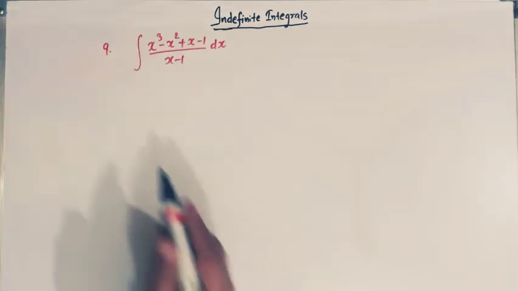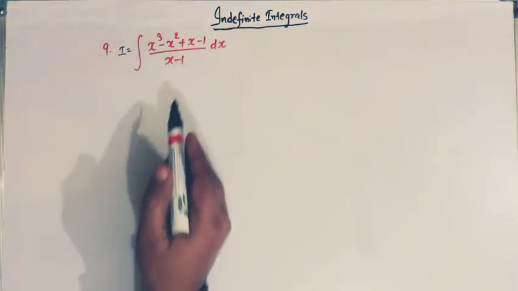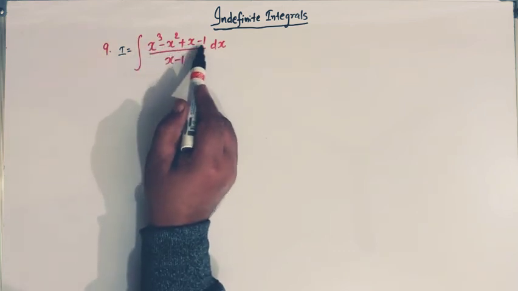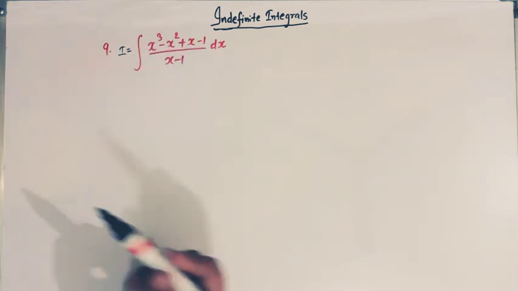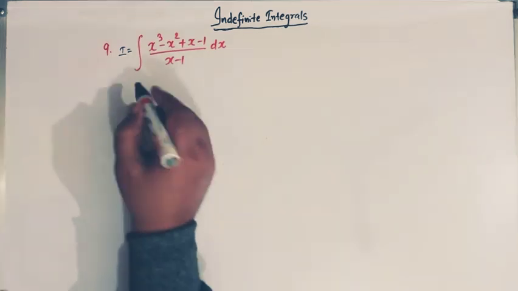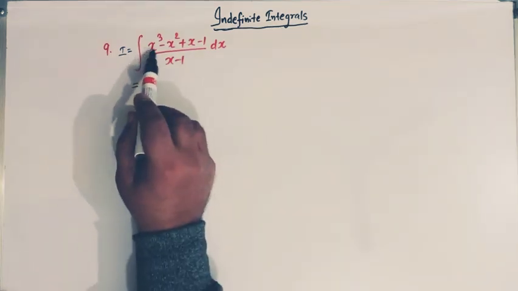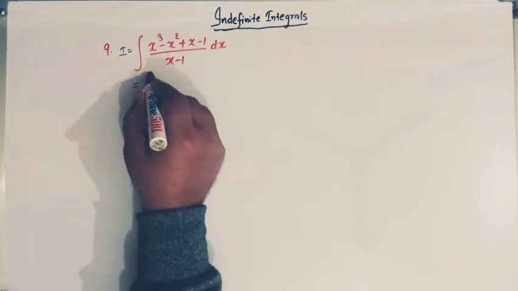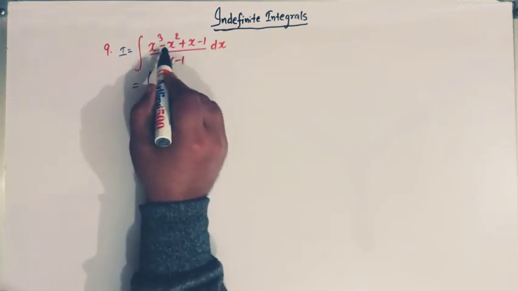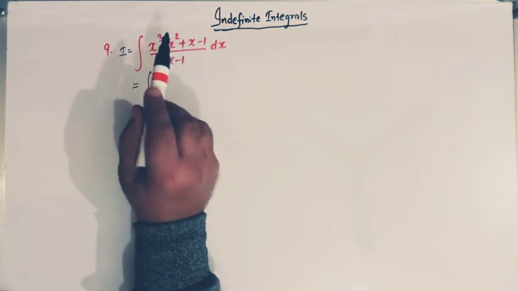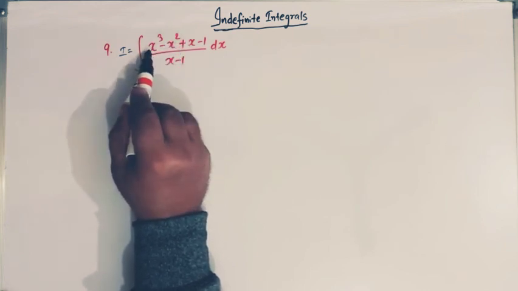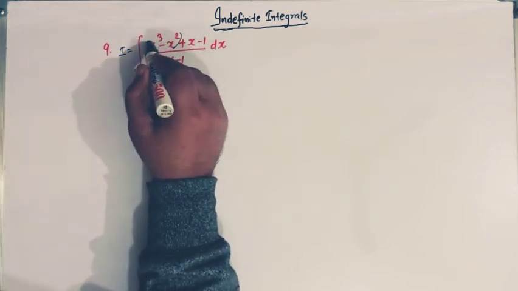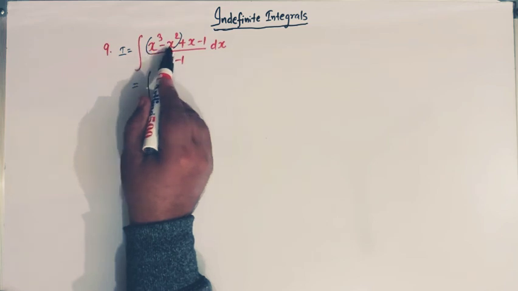Now let us solve this problem. Here we have to integrate (x³ - x² + x - 1) divided by (x - 1). Here we'll use the method of regrouping the terms. We'll regroup the terms, or we can take the common factors. Here we'll take x² common from these two terms.